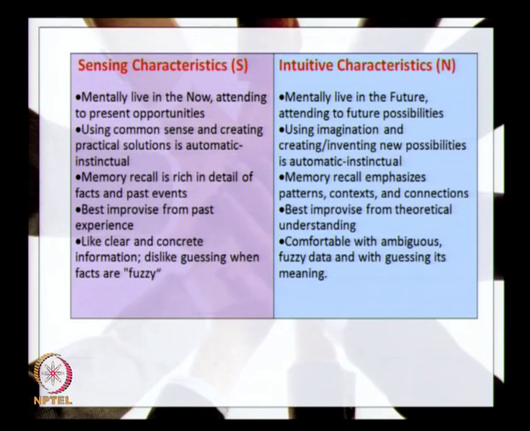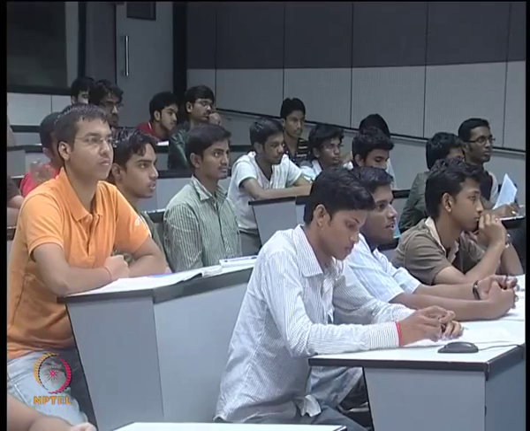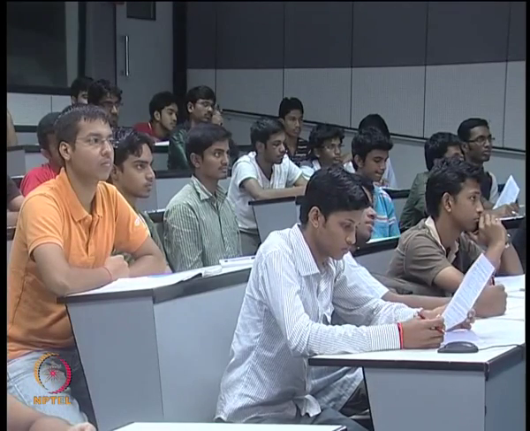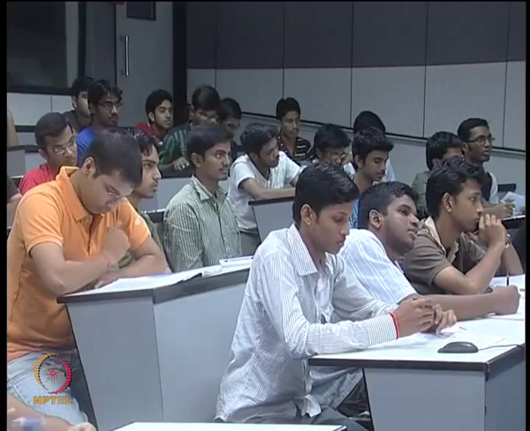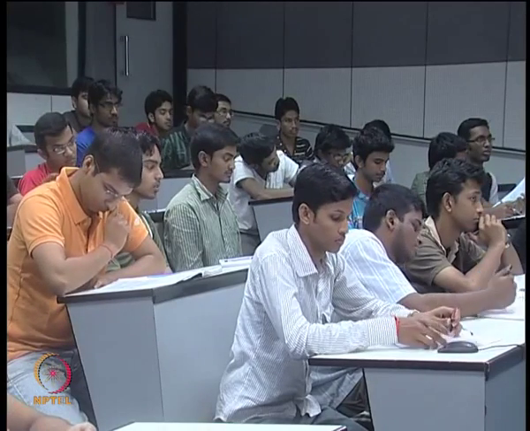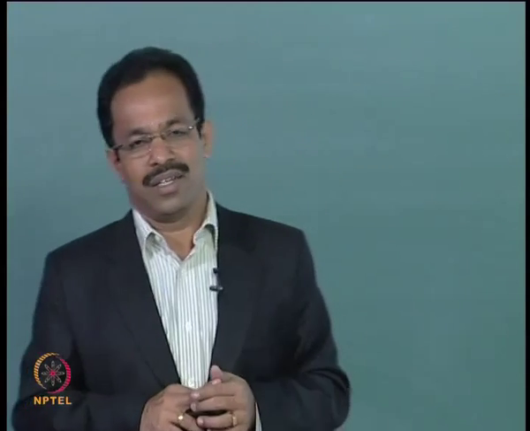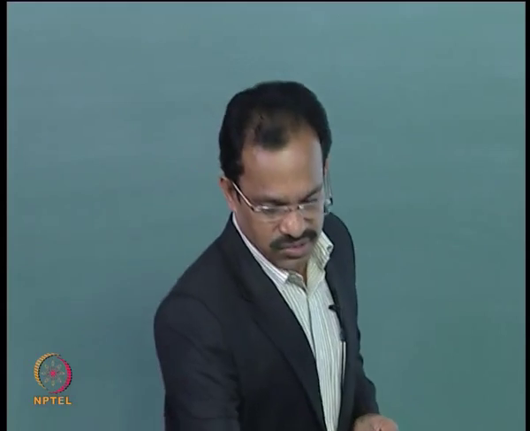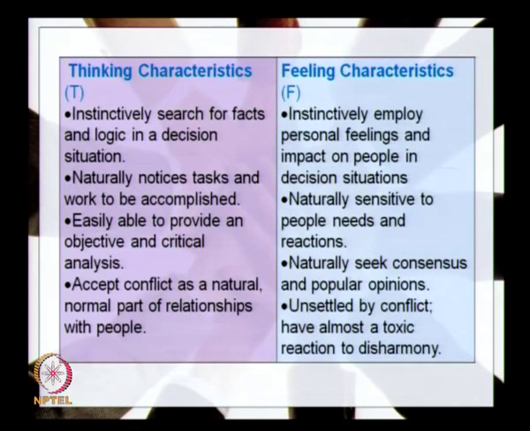They are comfortable with ambiguous, fuzzy data and with guessing its meaning. So they do not worry about fuzzy data, they are comfortable with ambiguous data compared to the sensing characteristics. Okay, so you got the difference between sensing and intuitive characteristics. Now you can try to identify what your characteristic is, whether you are a sensing or intuitive, S or N, you can mark it on your paper. Okay, so that is the sensing and intuitive characteristic.